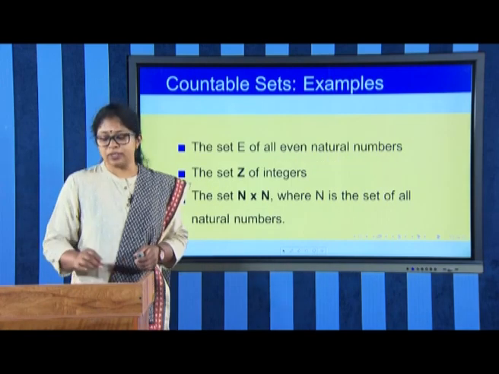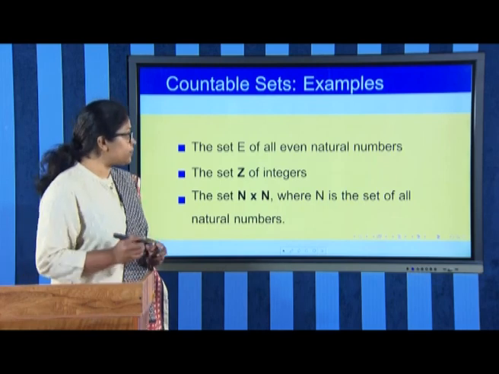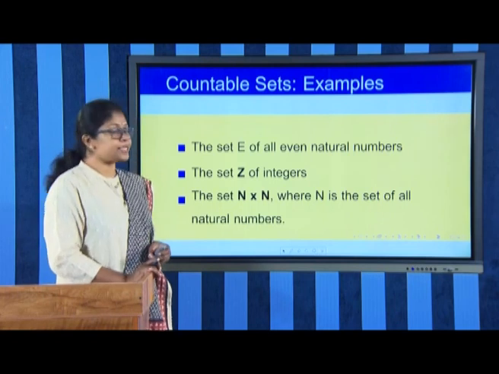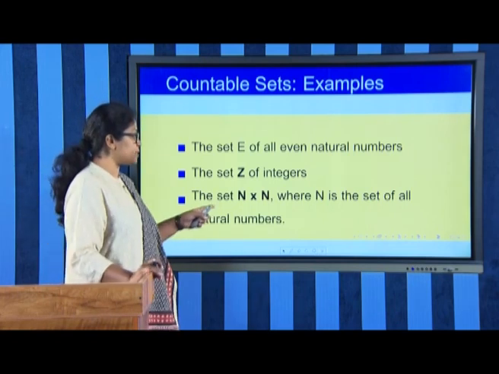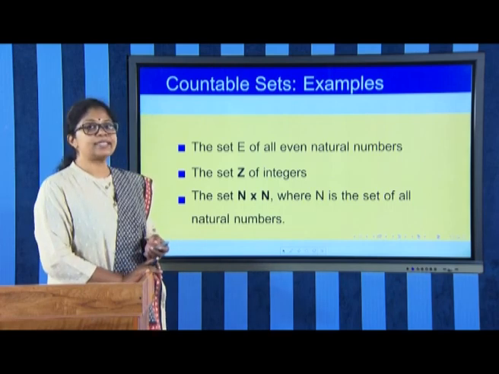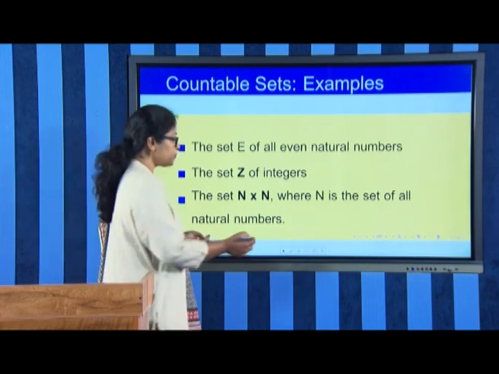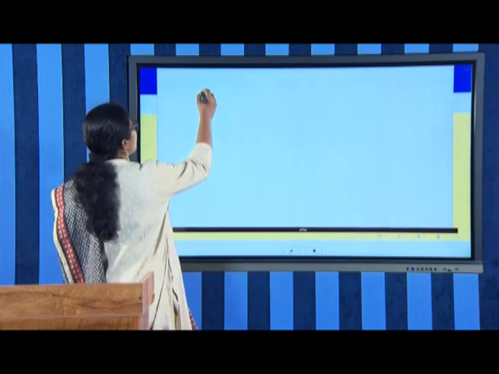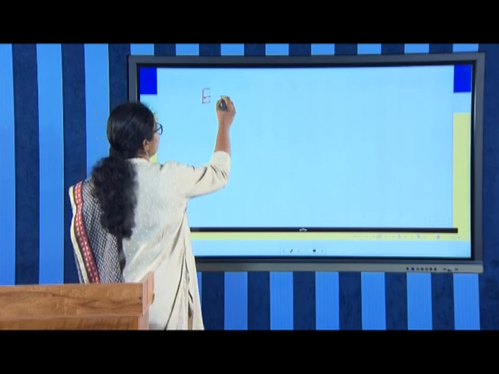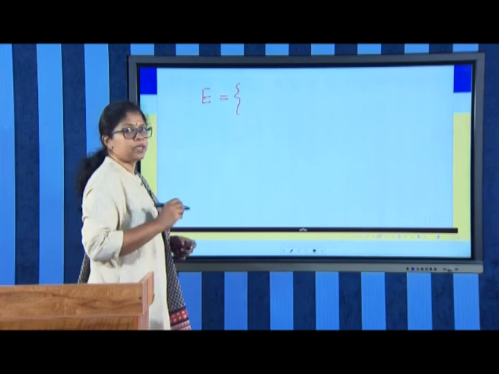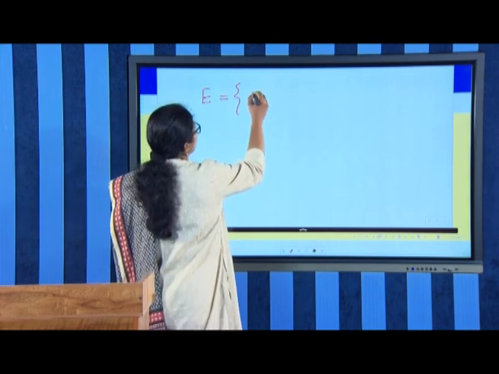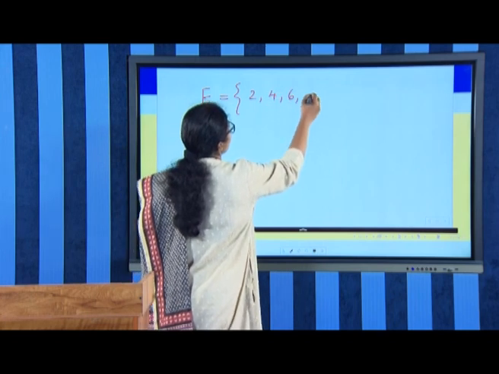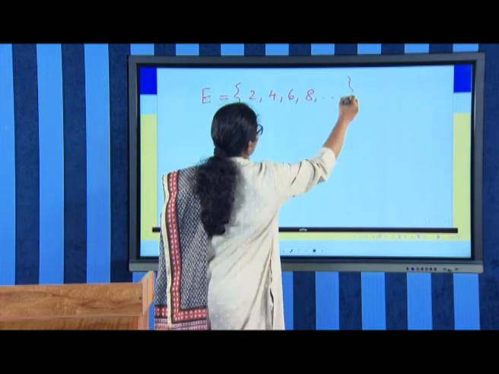Some examples of countable sets are the set of all even natural numbers, the set of all integers, and the set N cross N, where N is the set of all natural numbers. We shall see how they are countable. At first we will discuss how the set of all even natural numbers, say E, is countable. The set of all even natural numbers starts with 2, 4, 6, 8 and so on.